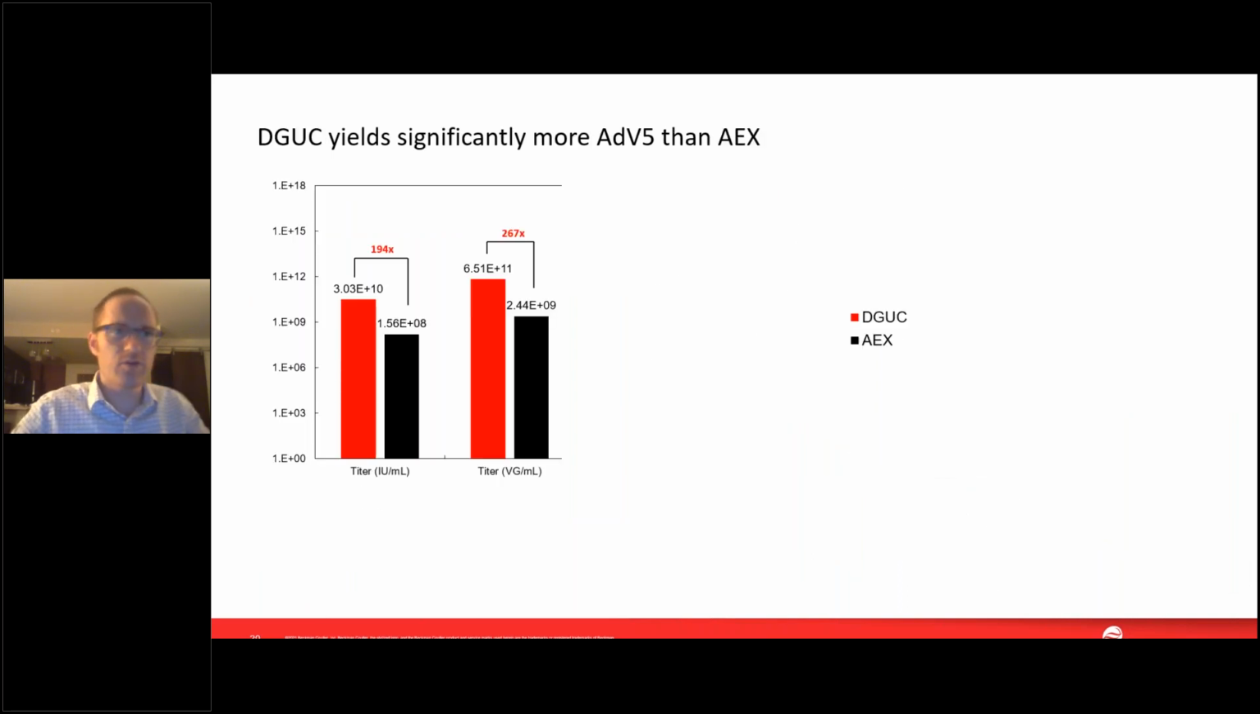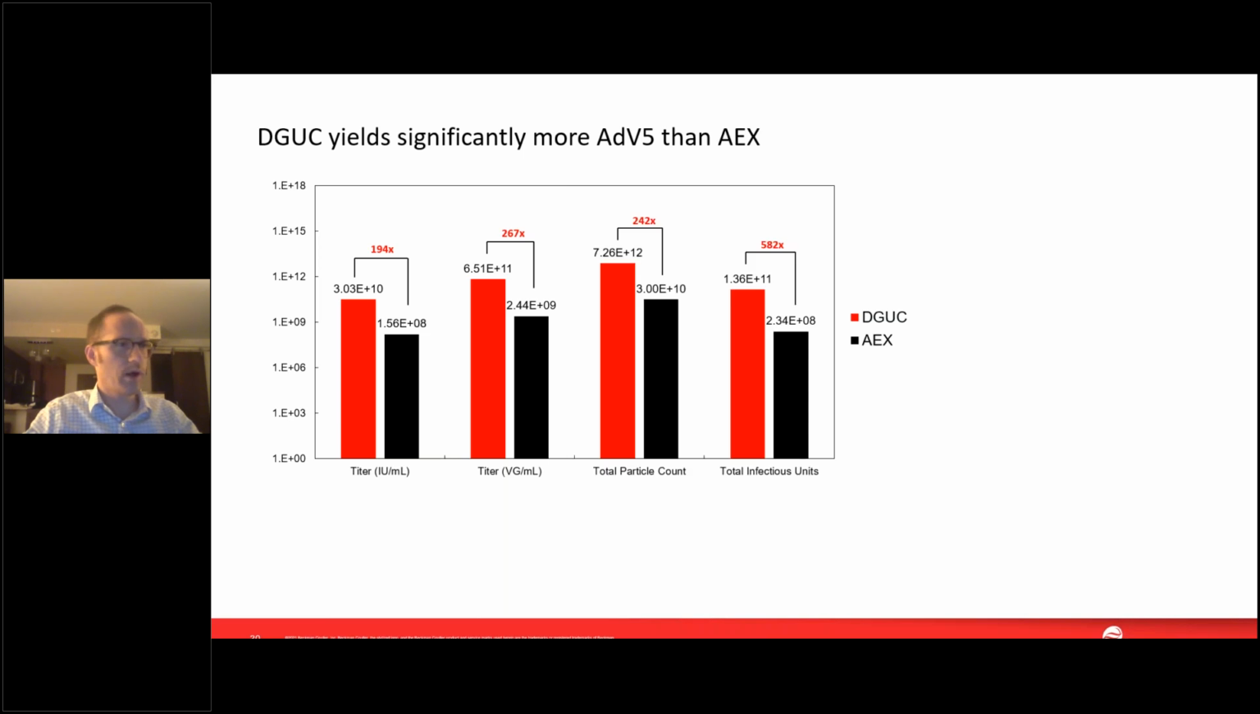Okay. Here's the results. What we wanted to do was we were looking at the yield, obviously. On that far left there, we were looking at infectious units per mil, and then on the right there, we're looking at the viral genomes per mil. The y-axis is a logarithmic scale. We did that to be able to compare both of these. Density gradient ultracentrifugation yields were significantly more, right? About on the order of 200 times more.